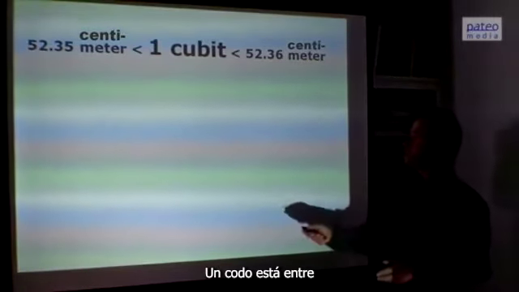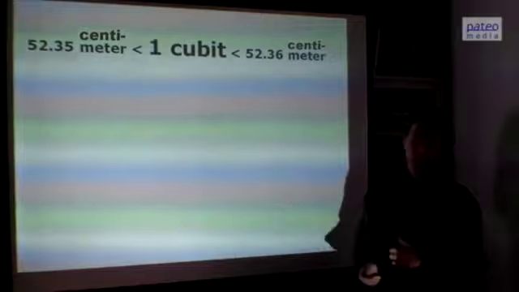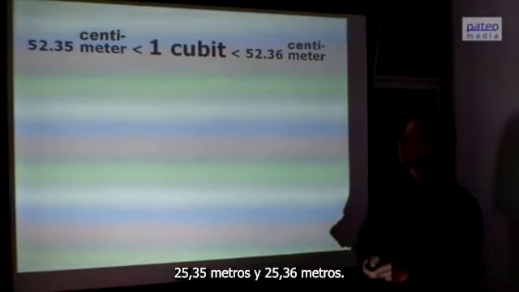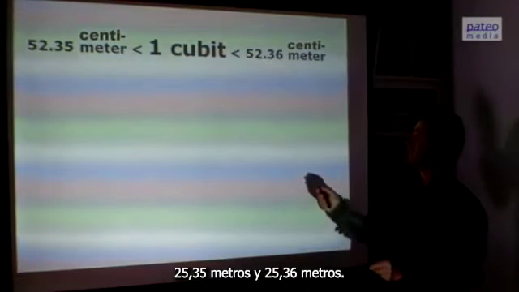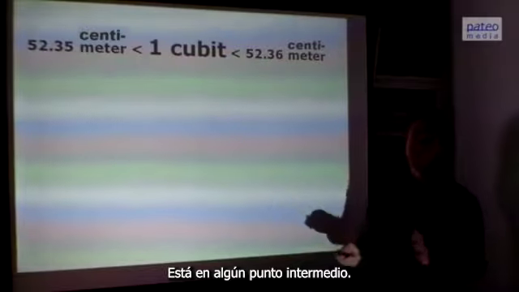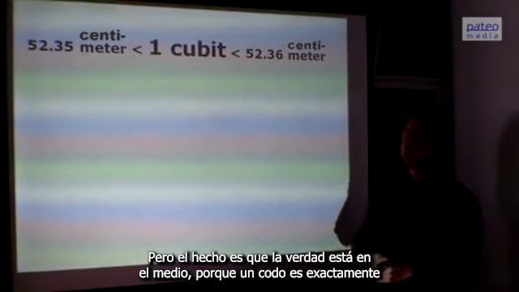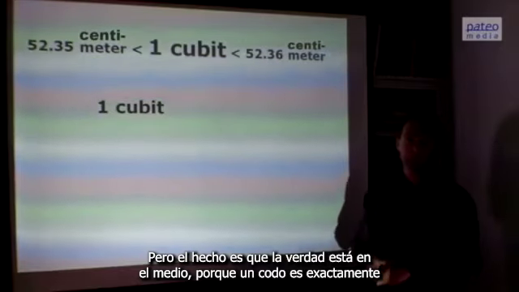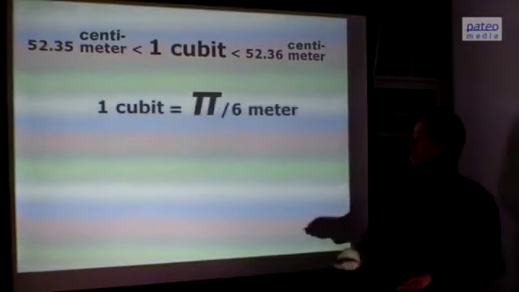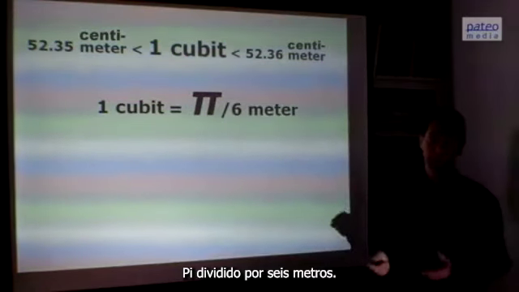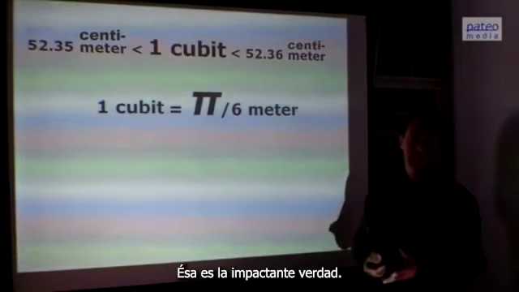One cubit is between 0.5235 meters and 0.5236 meters. It's somewhere in between. Some say this, others say that. But the truth is in the middle. Because 1 cubit is exactly pi divided by 6 meters. That is the shocking truth.